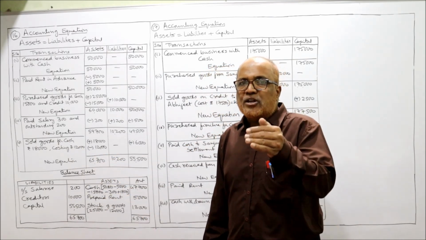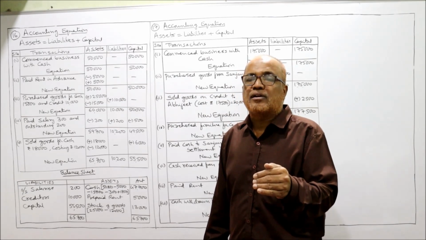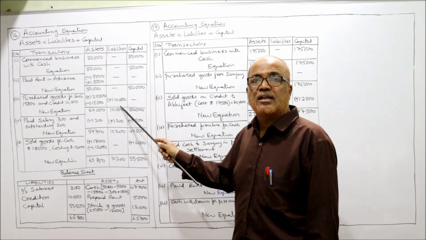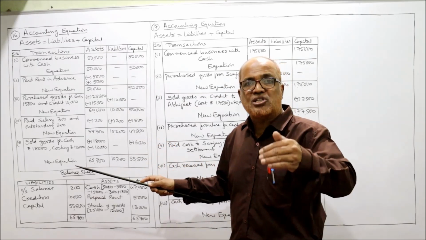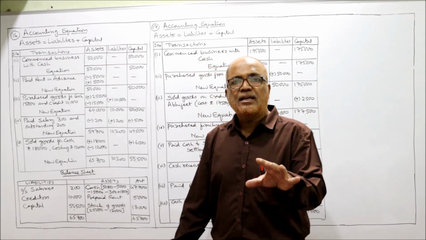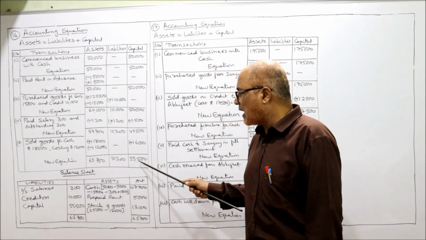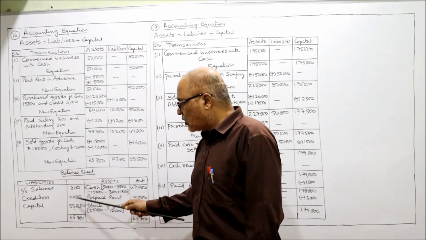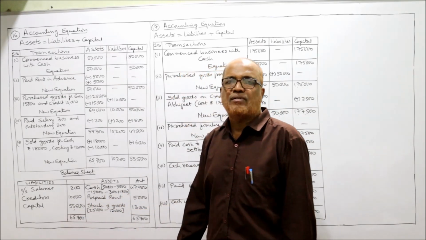Creditor. We have purchased the goods on credit. How much purchased goods on credit? 10,000. 10,000 rupees are the creditors. We have purchased the goods on credit. We have not paid the amount. So creditors 10,000. And capital. At the end, how much is the capital now? 55,500 is the capital. Now the total on the liability side 65,700.